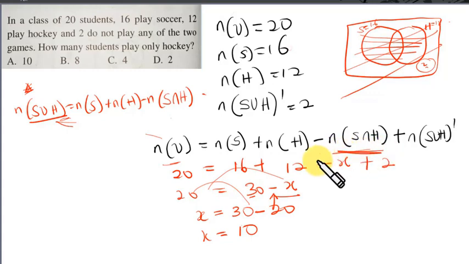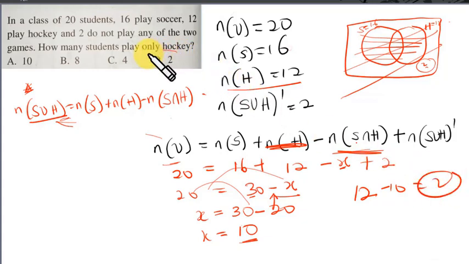But I'm asked to find the number of students who play only hockey. So this is the tricky part that you have to see. The entire hockey is 12, and the intersection of the hockey and the soccer is 10. So if I want only hockey, then I have to take out the intersection, which is 10, so that I get 2. So the answer becomes D. So that is an alternative way that you can also use to find the number of students who play only hockey.